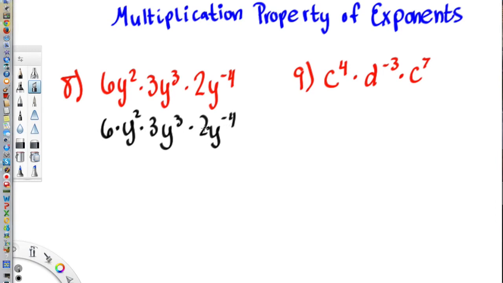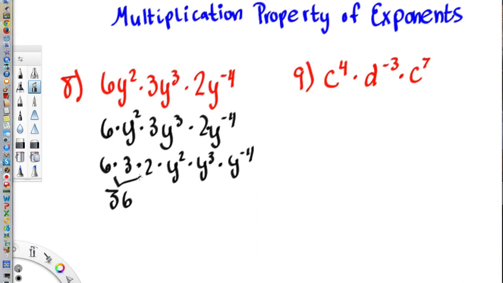And then I can take all these coefficients and multiply them together. They're all being multiplied. So what I get is 6 times 3 times 2, and then I take my y bases, y to the second power times y to the third power times y to the negative fourth power. Now 6 times 3 is going to be 18, and 18 times 2 will be 36. So I took care of all my coefficients, and then all my y bases are the same. I just have to add up their exponents, which is 2 plus 3 plus minus 4.